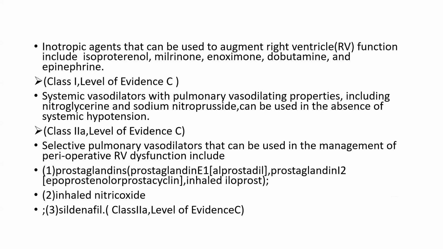Inotropic agents that can be used to augment the right ventricular function include isoproterenol, milrinone, enoximone, dobutamine, and epinephrine. This has class 1 recommendation, level of evidence C. Systemic vasodilators with pulmonary vasodilating properties include nitroglycerin and sodium nitroprusside in the absence of systemic hypotension. This statement has class of recommendation 2, level of evidence C.